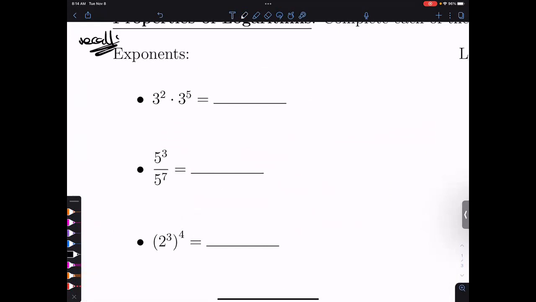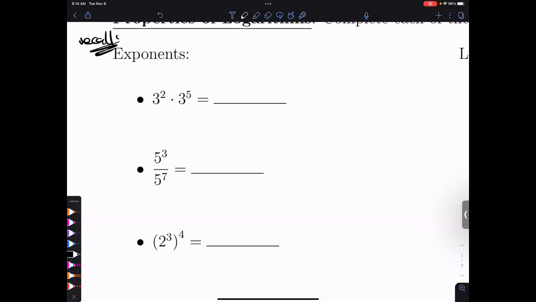How do you simplify 3 squared times 3 to the 5th? 3 to the 7th. Why 3 to the 7th? Because you're multiplying exponential numbers. These powers have the same base 3. So we don't really care about the 3 apart from the fact that they're both 3, right?